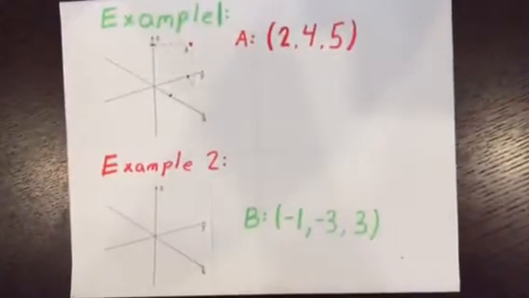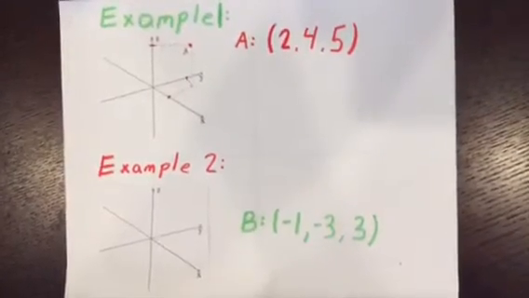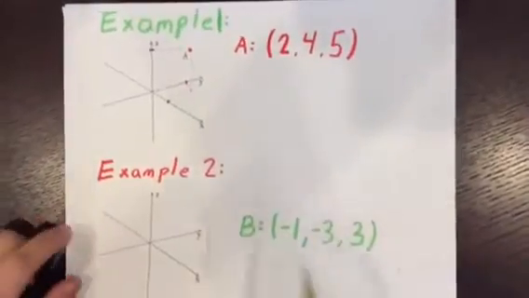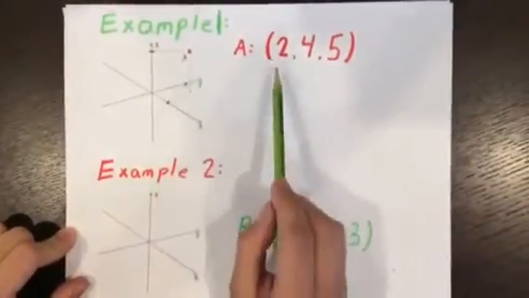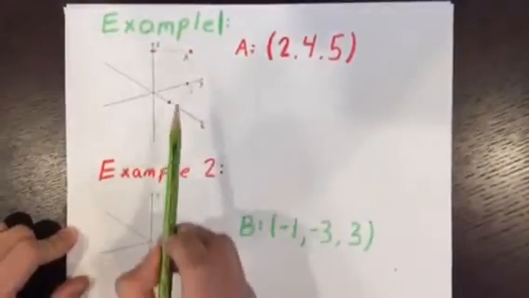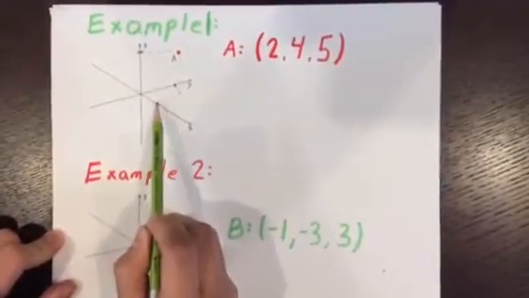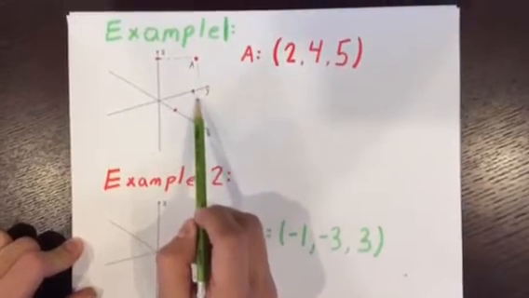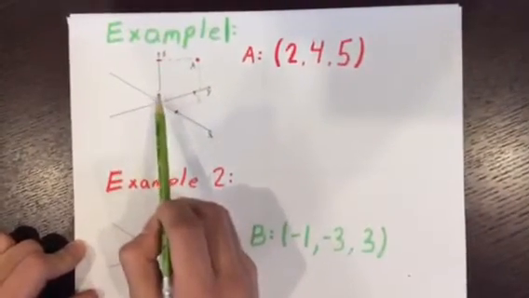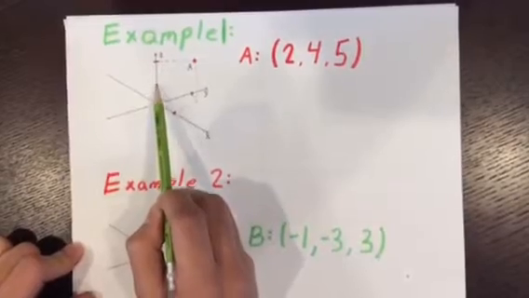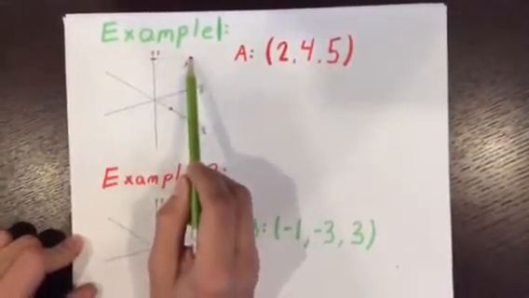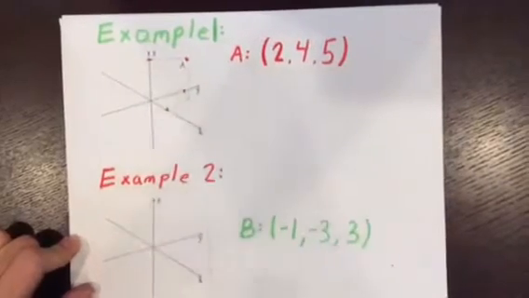Three-dimensional graphing is most often used in geometry. So in our example problems here, we have point A right there at (2, 4, 5). You have your x value of 2: 1, 2. Your y value right here of 1, 2, 3, 4. They meet right there. And then you have your z value of 5: 1, 2, 3, 4, 5. And they all meet right there. And there you have your point A.